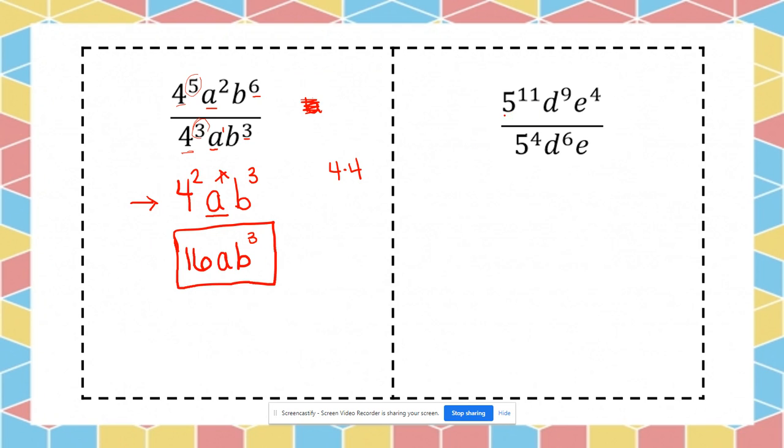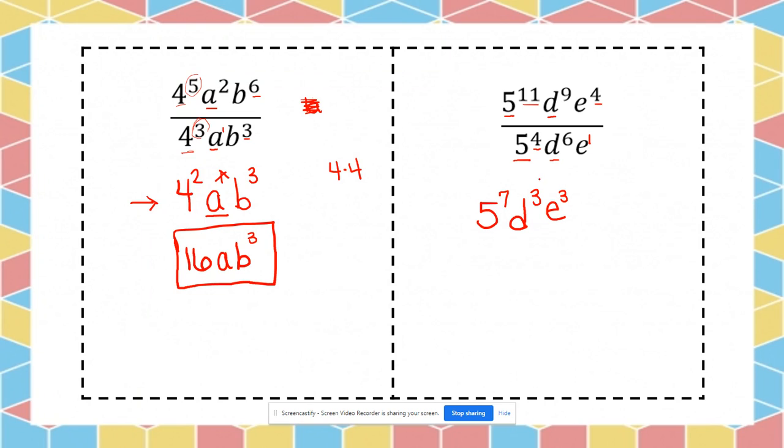For this problem, I have bases of 5 because they have the same base. I'm going to subtract their exponents, so I have an exponent of 11 and an exponent of 4. If I do 11 minus 4, I get 7, so this is going to be a base of 5 raised to the 7th power. Then I'm going to look at d. So for d, I have an exponent of 9 over an exponent of 6, so I'll do 9 minus 6 to get 3. So this will be d to the third power. And for e, I'm going to look at my exponent of 4 and my invisible exponent of 1. I'll do 4 minus 1 to get 3, so this is e to the third power.